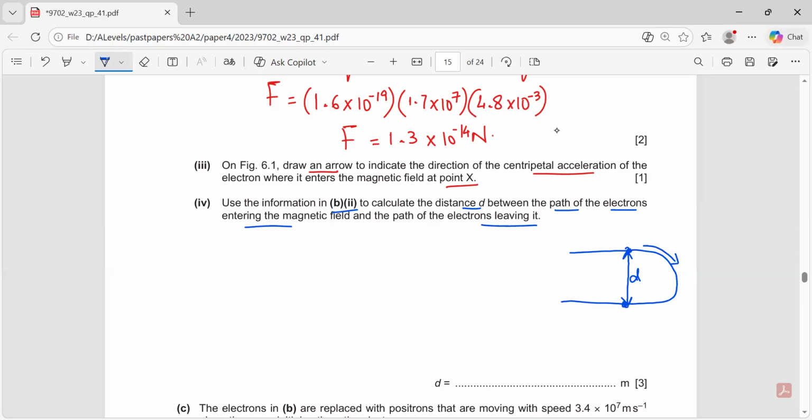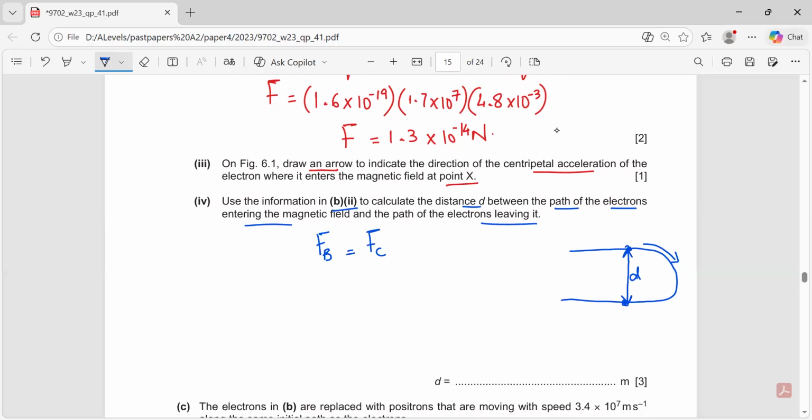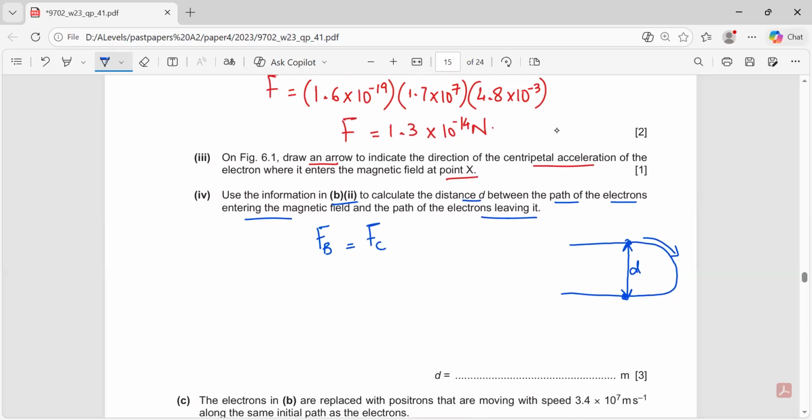ठीक। अब मुझे पता है कि जब मेरा चार्ज सर्कल के अंदर घूमेगा तो मेरी जो मैग्नेटिक फोर्स है, that will be equivalent to centripetal force. You are going to begin from which point? Magnetic force is equal to centripetal force. And we have studied the magnetic force value as what? 1.3 into 10 power minus 14. And what is the value of centripetal force? mv square over r.